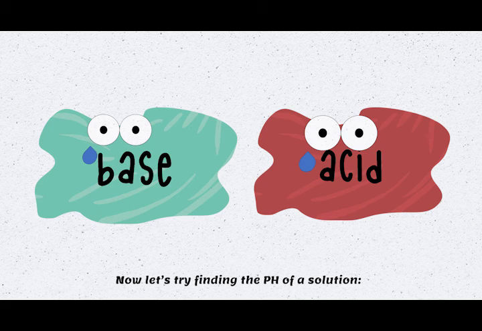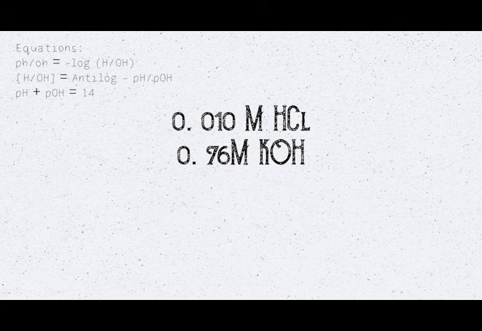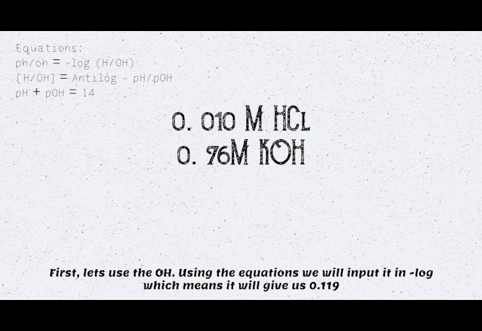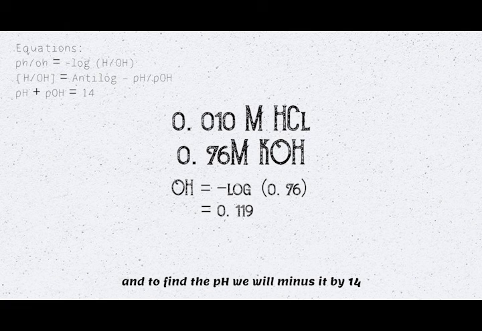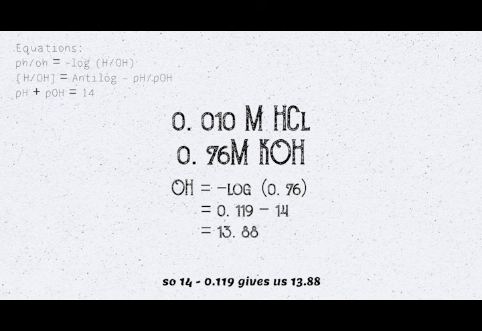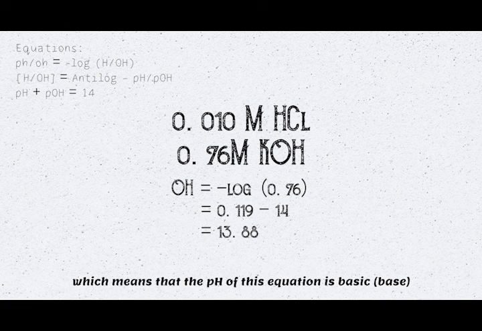Now let's try finding the pH of a solution. First, let's use the OH. Using the equation, we will input it on negative log, which gives us 0.119. And to find the pH, we will subtract it from 14. So 14 minus 0.119 gives us 13.88, which means that the pH of this solution is basic.